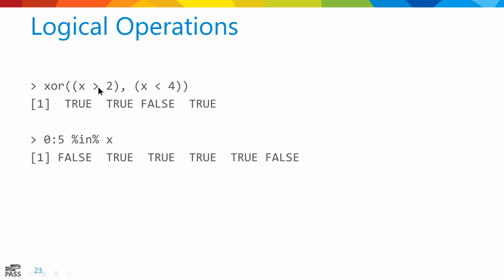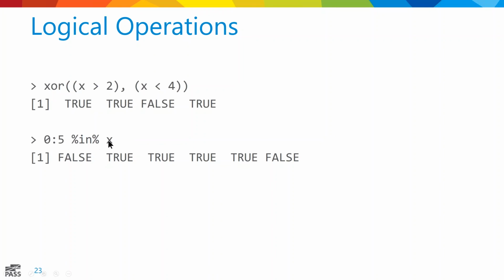So 1 and 2 are less than 4, but they're not greater than 2. That's why those are true. And then 4 is greater than 2, but it's not less than 4. So that's exclusive OR.